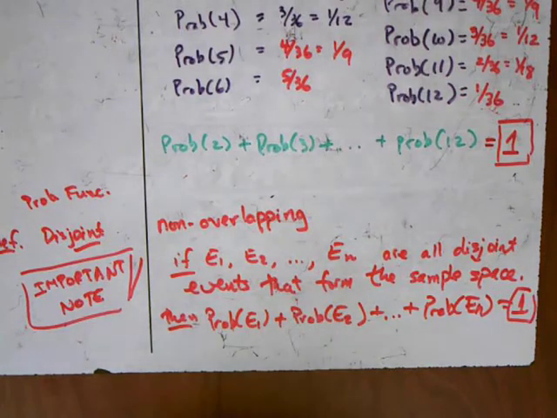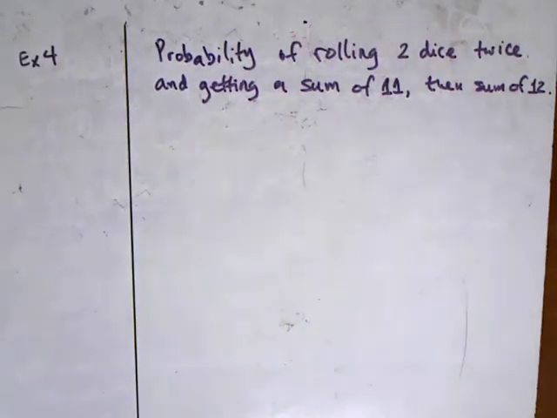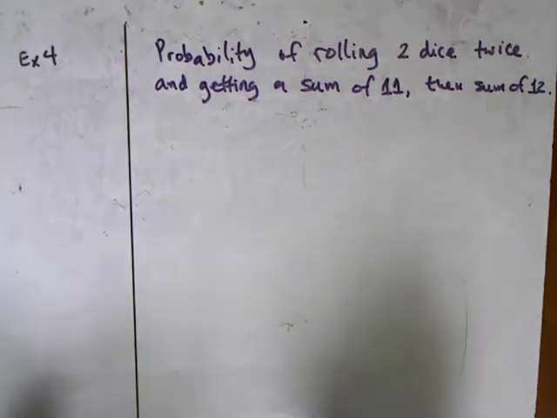Okay, so with that in mind, we're going to move on to our next major important concept here, which is the probability of something happening and then something else happening. Okay, so let's look at this problem. The probability of rolling 2 dice twice and getting a sum of 11, then a sum of 12. Okay. And so some of the things for us to consider here.